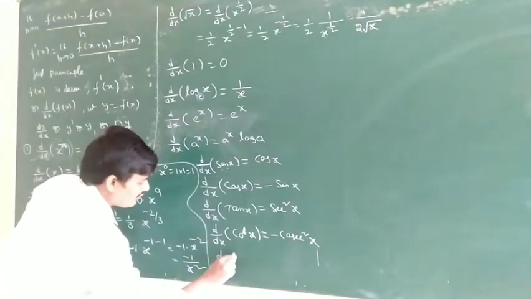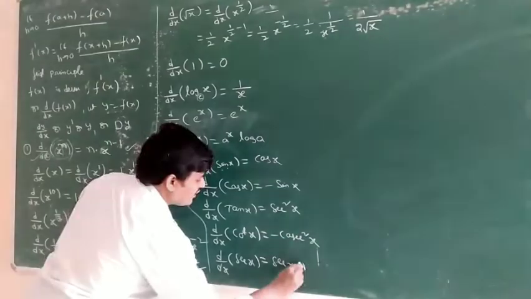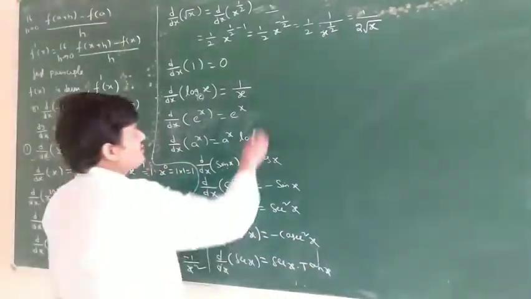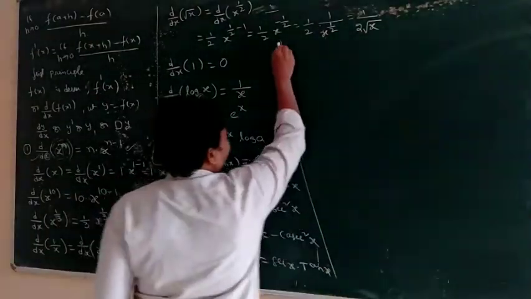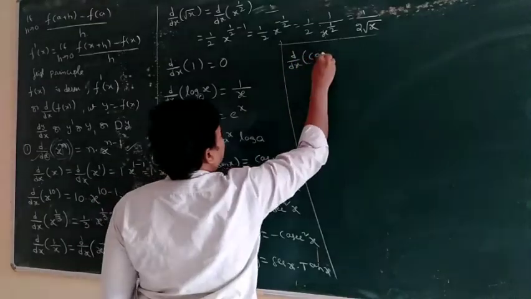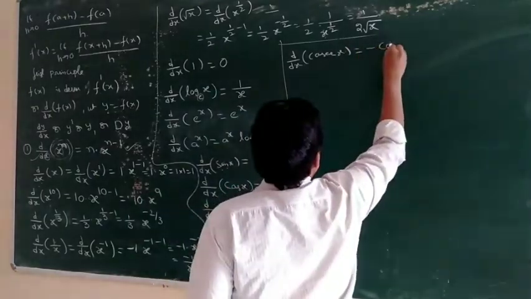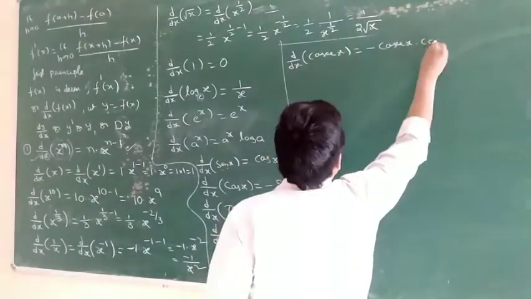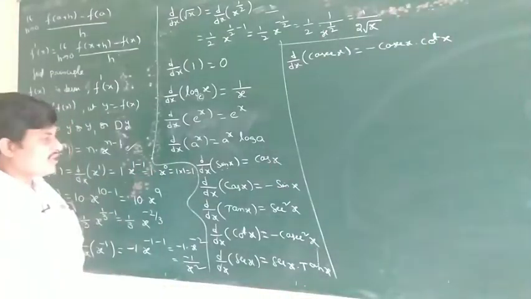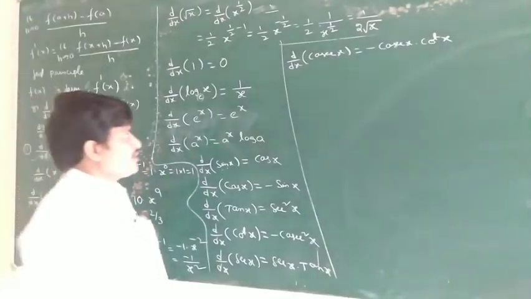dy dx of secant x is equal to secant x into tan x. Next, dy dx of cosecant x is equal to minus cosecant x into cot x. These are already discussed. Once again, this one.